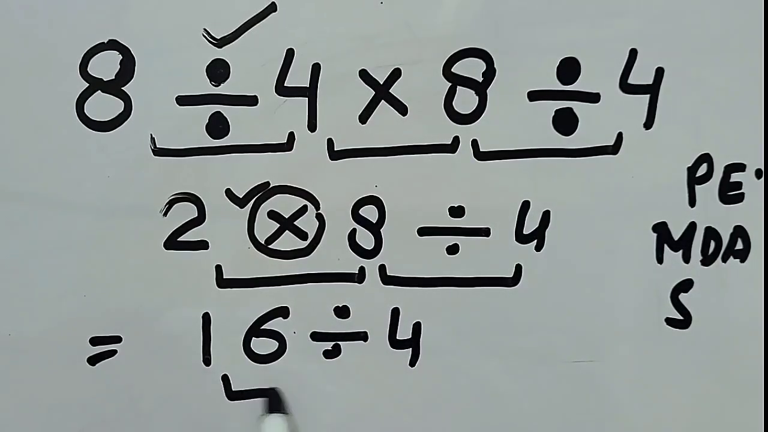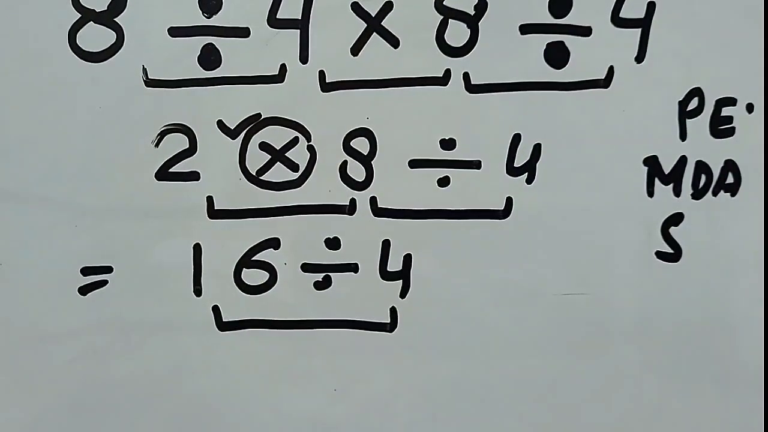Now it is very simple. 16 divided by 4 will be equal to 4, which will be our answer.